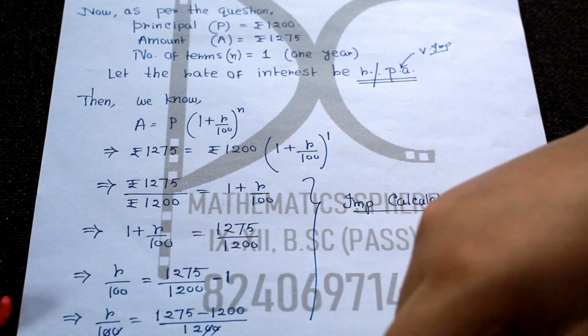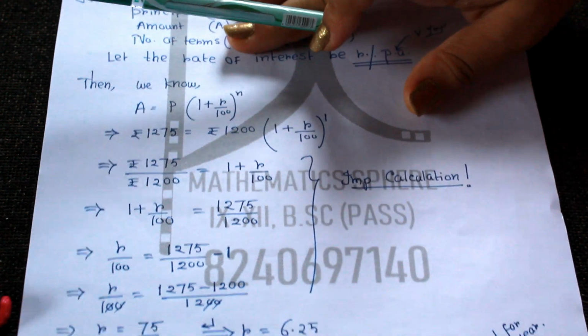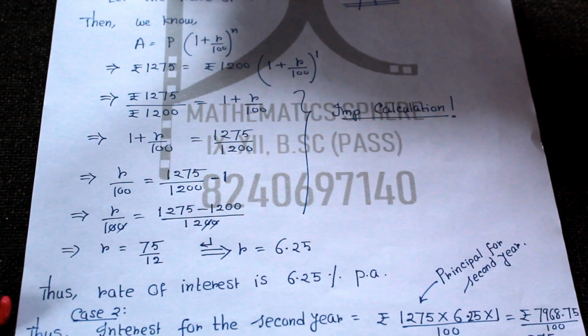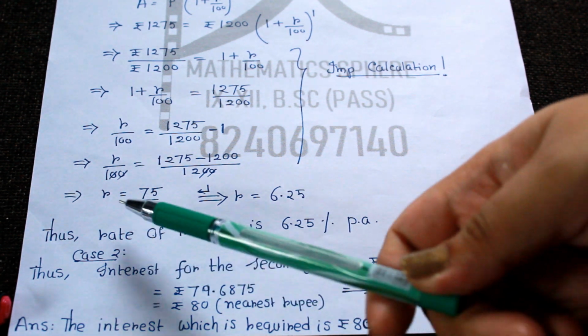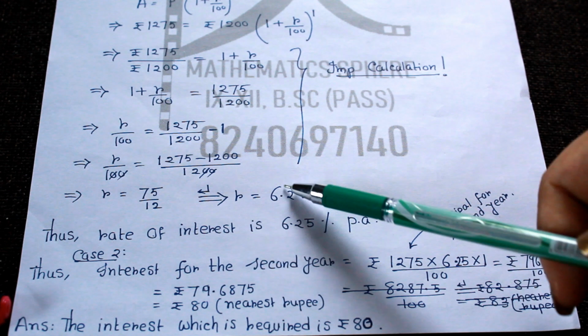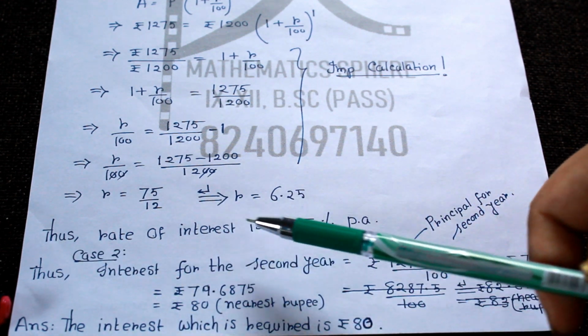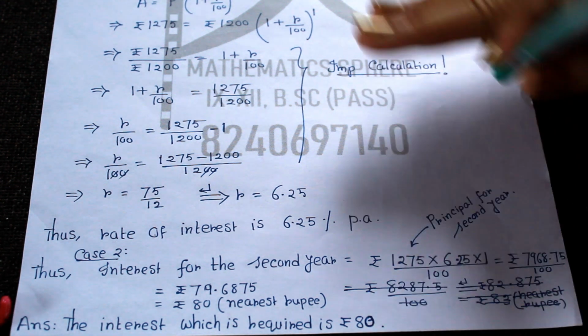So you will have to write this rate of interest is, see this part. Now you will have to write the rate is 75 by 12. We have got this one. Now we will have to write thus the rate of interest is 6.25% per annum. Okay, now you have got the rate.